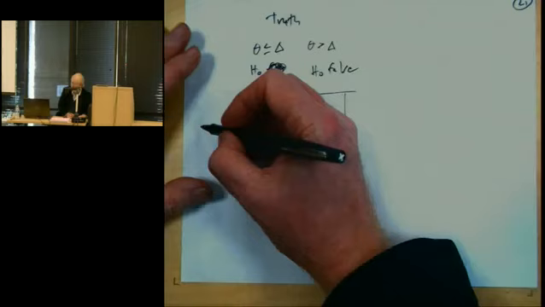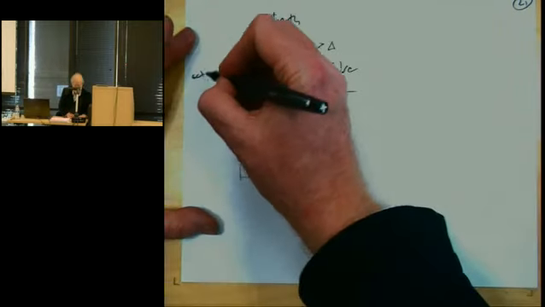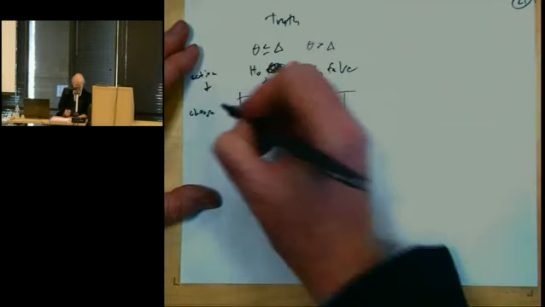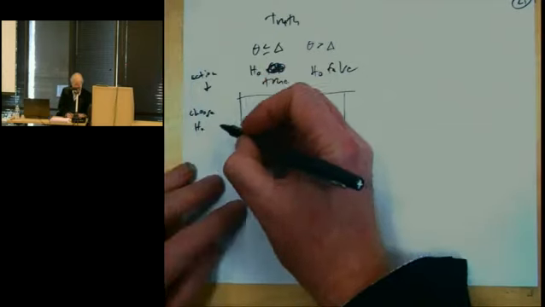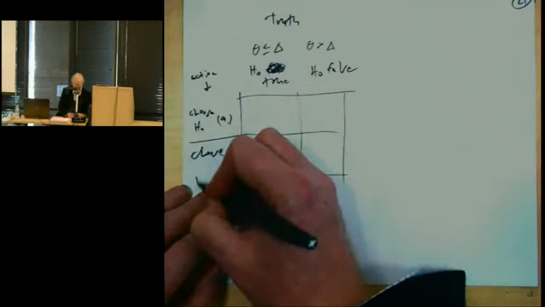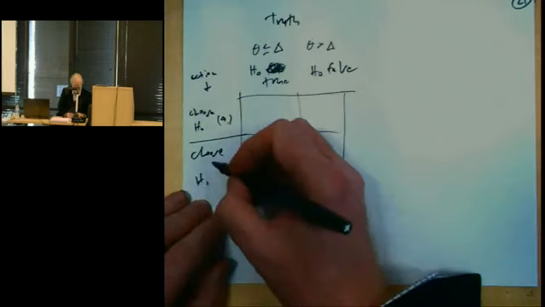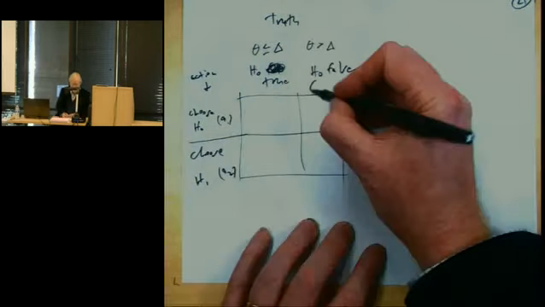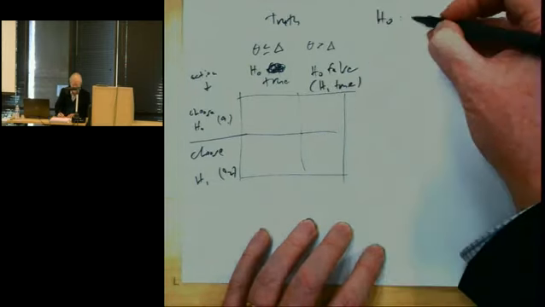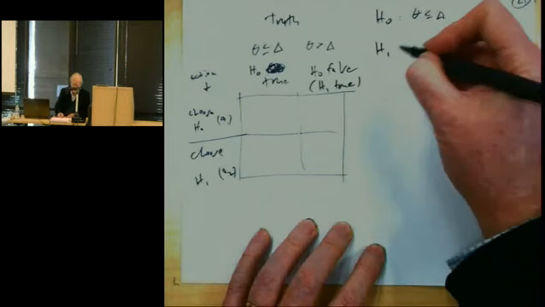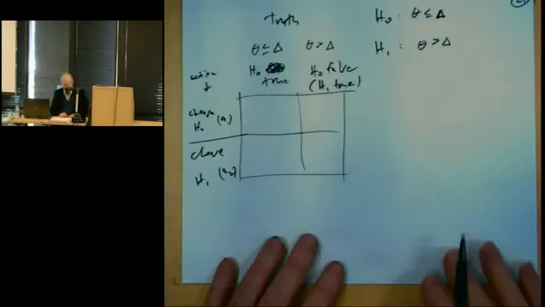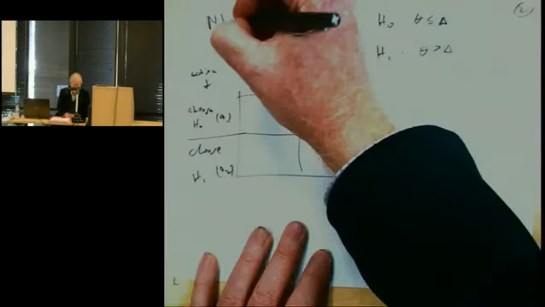And these are our actions over here, namely choose H0, which corresponds to action 1, versus choose H1, which corresponds to action 2. H0 false, H1 true. H0 says that theta is less than or equal to delta. H1 says that theta is greater than delta. All right, well, this is the Neyman-Pearson loss function.